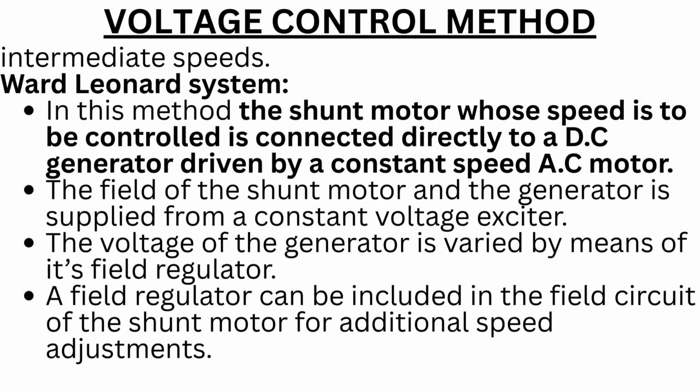Ward-Leonard system. In this method, the shunt motor whose speed is to be controlled is connected directly to a DC generator driven by a constant speed AC motor. The field of the shunt motor and the generator is supplied from a constant voltage exciter. The voltage of the generator is varied by means of its field regulator. A field regulator can be included in the field circuit of the shunt motor for additional speed adjustments.